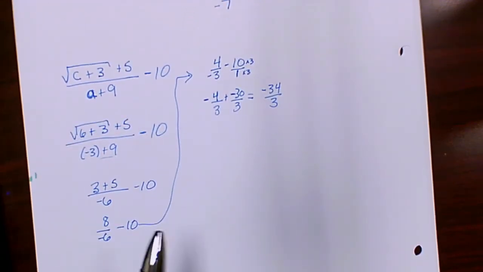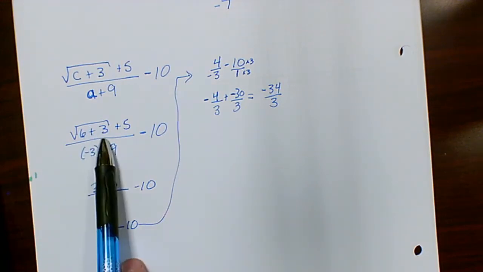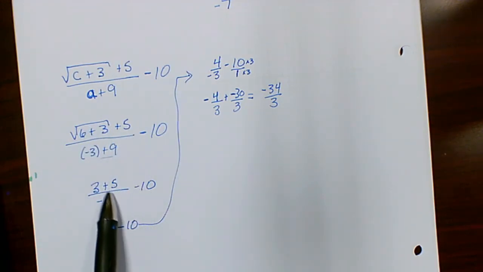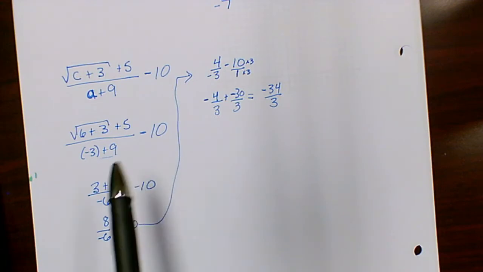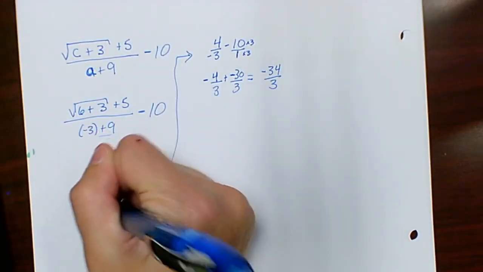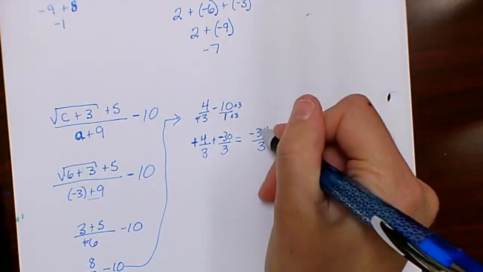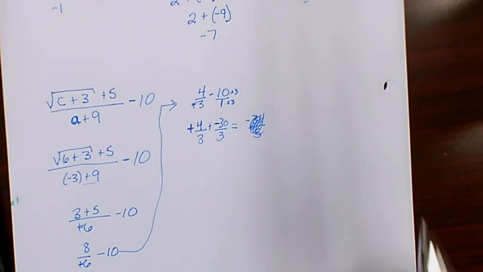Unless I made a mistake somewhere, but I don't think I did. Let's see here. Not 3, 8 over... Oh, I see where I made a mistake. This is supposed to be a positive 6. So this would be positive. Sorry. I knew I made a mistake when my answer wasn't adding up right.